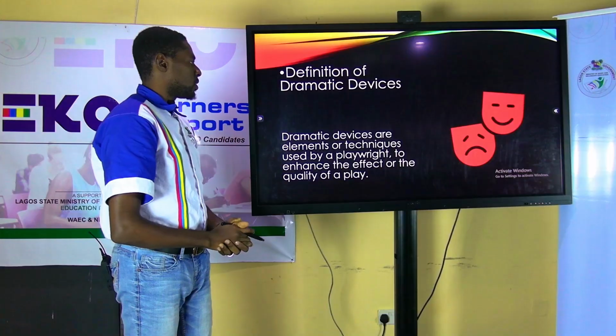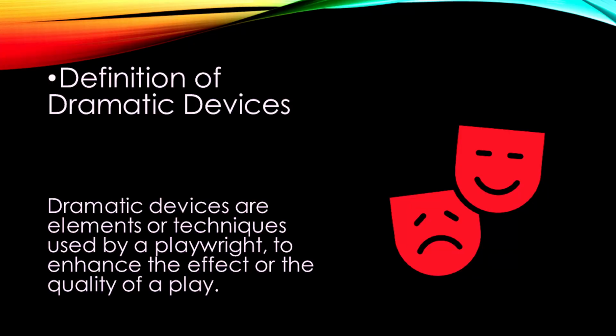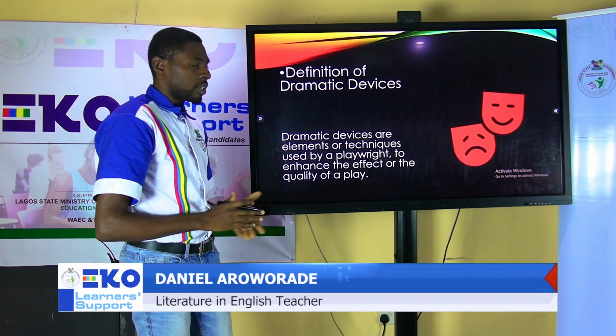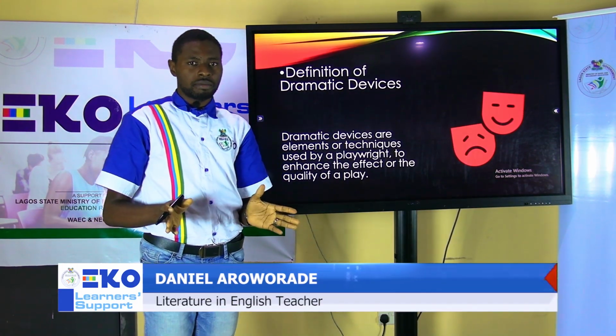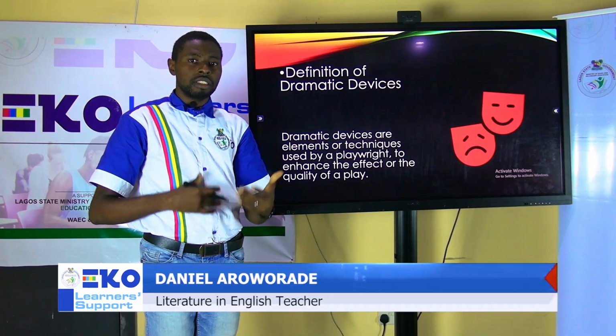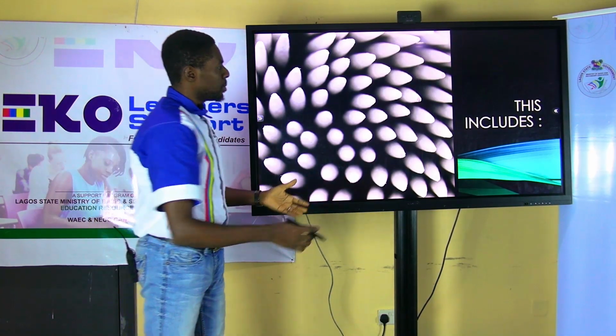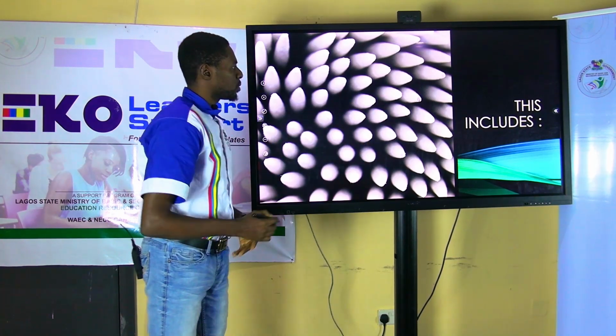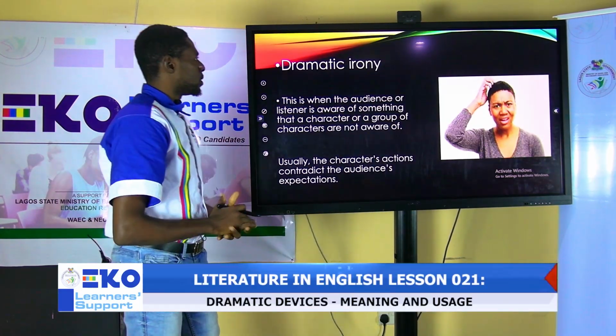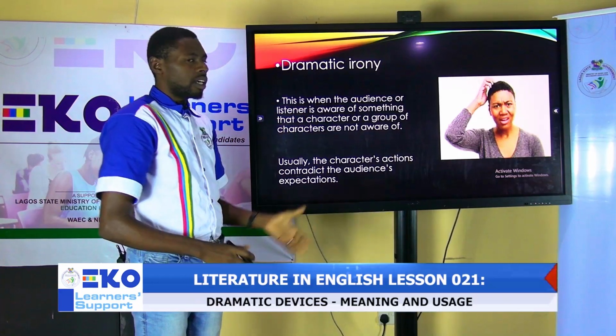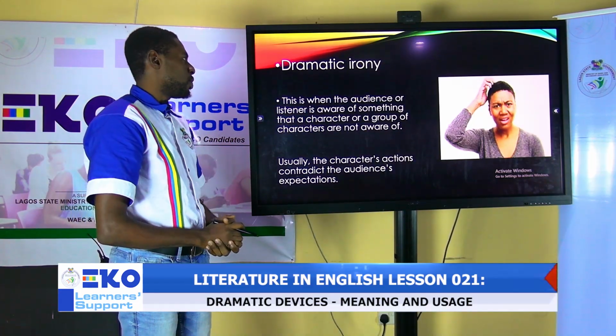Definition of dramatic devices. Dramatic devices are elements or techniques used by the playwright to enhance the quality of the play. Most times, dramatic techniques are used for effect, just to make sure that the play is enjoyable. And some of these dramatic devices include: 1. Dramatic irony.